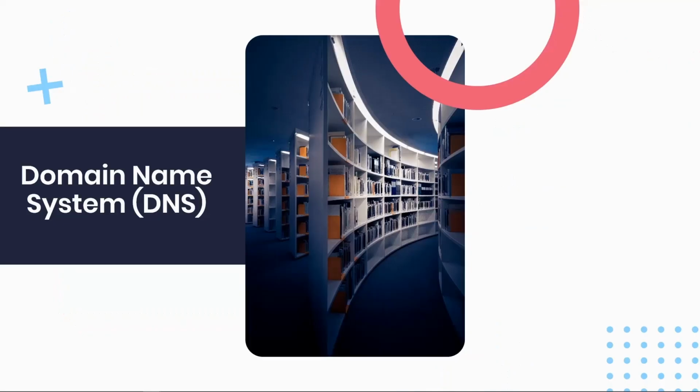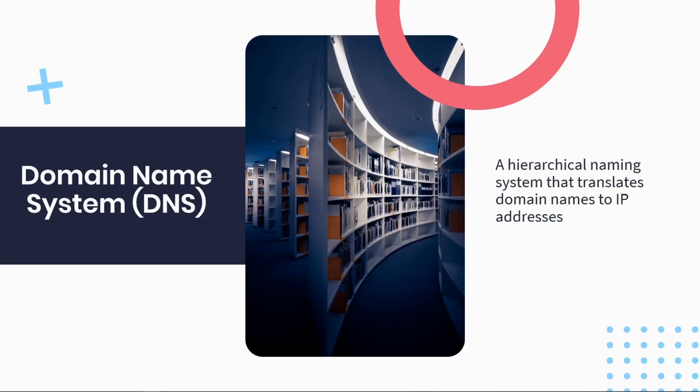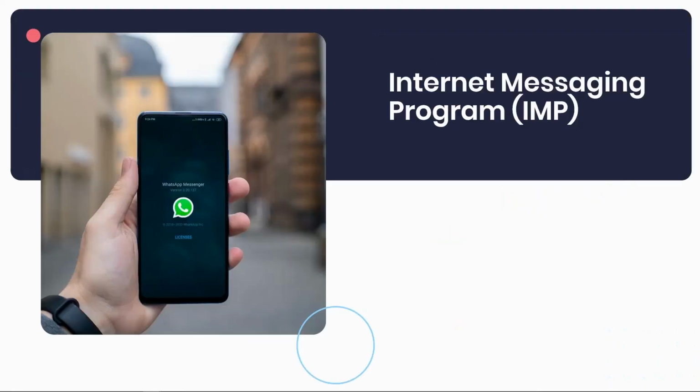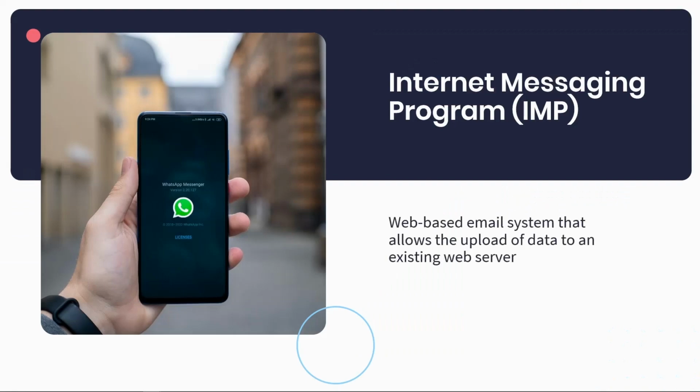The domain name system, DNS, is a hierarchical naming system that translates domain names to IP addresses with the help of the fully qualified domain name. Internet Messaging Program, IMP, is a web-based email system that allows the upload of data to an existing web server. IMP was first used when data was transmitted on ARPANET, one of the earliest wide area networks.